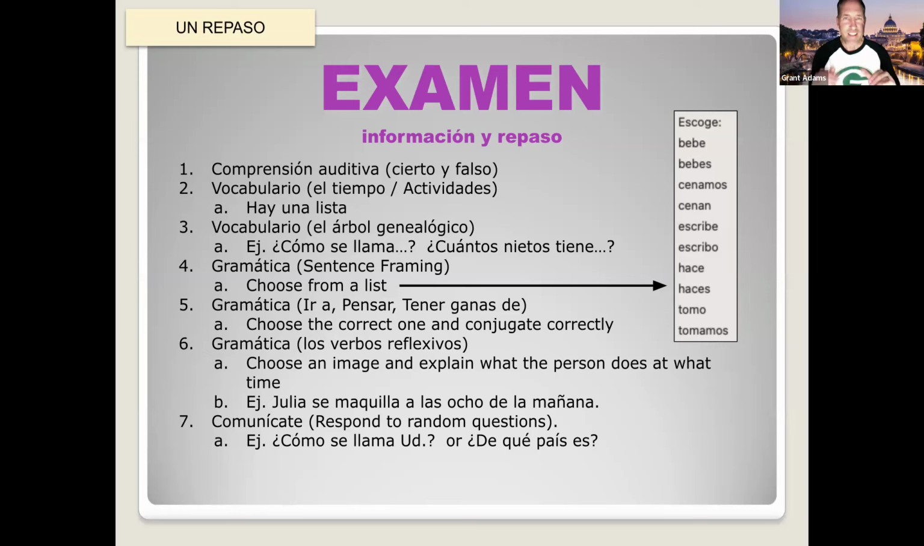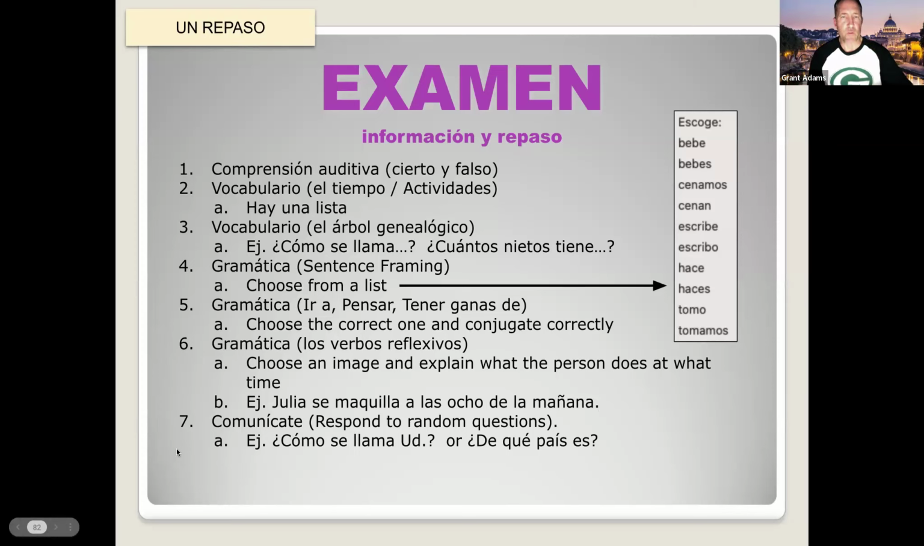That's it. 7 secciones. Okay. You've got plenty of time to take it. All right. Buena suerte. Good luck. Preguntas. Any questions? Preguntas? Okay. No. Excelente. Muy bien.